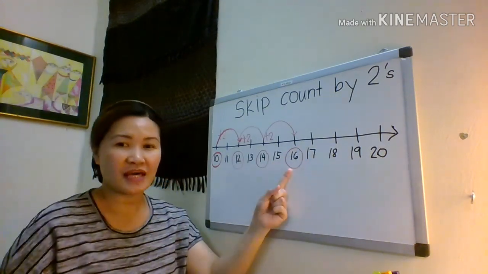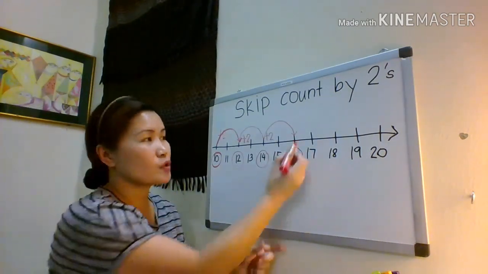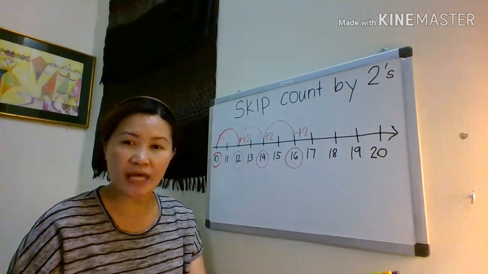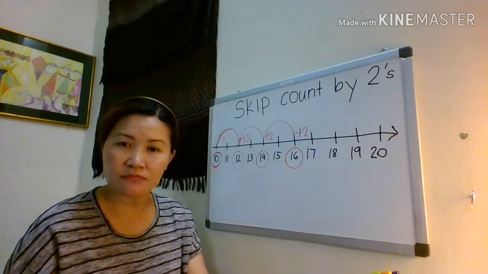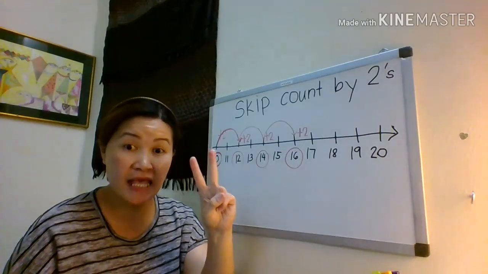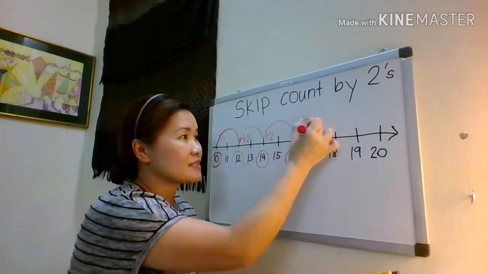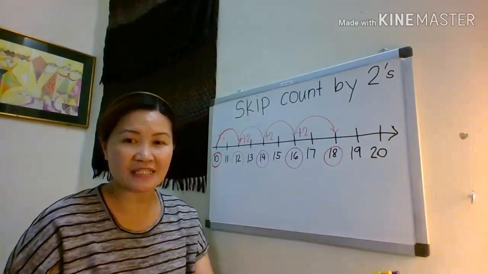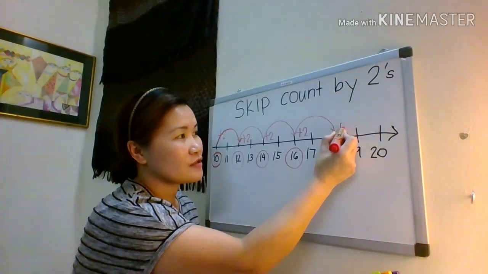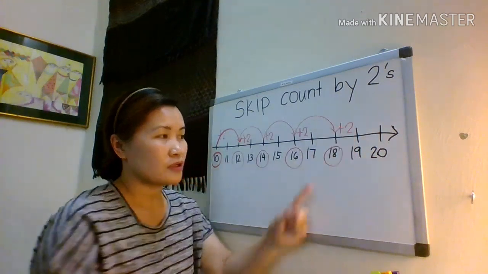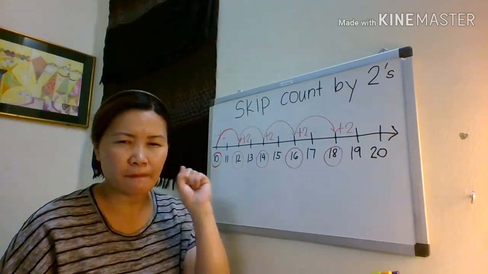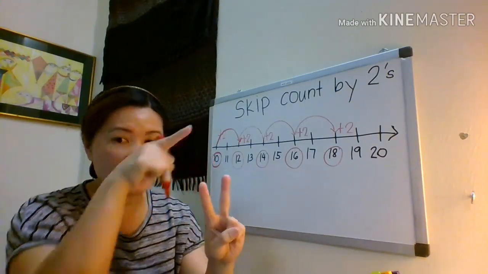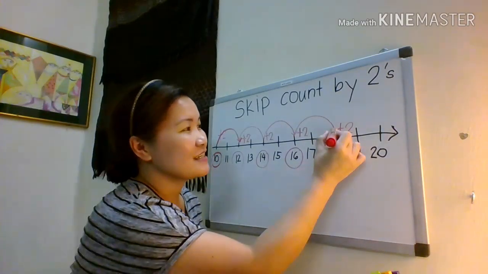16. Now that you are on 16, we're going to add another 2. 16 plus 2 is how many? 16, 17, 18. Correct. 18. Now that we are on 18, we're going to add another 2. So that's 18 plus 2, 18, 19, 20.